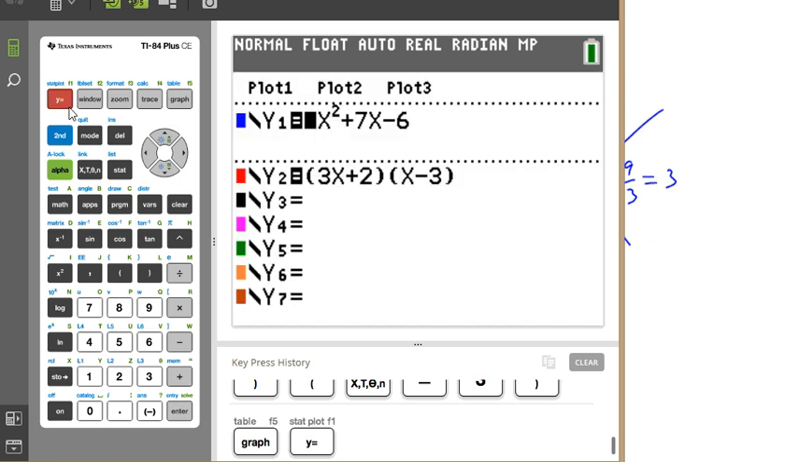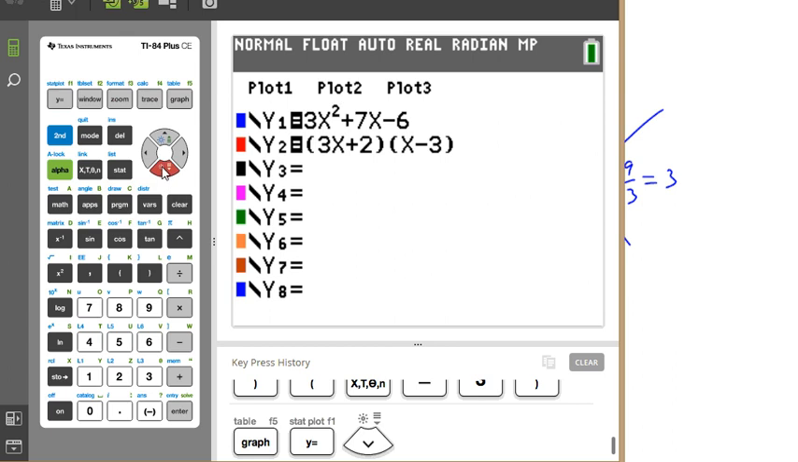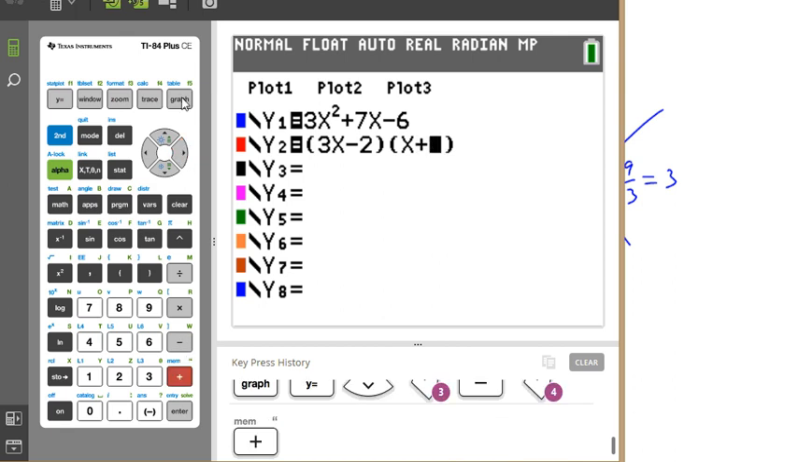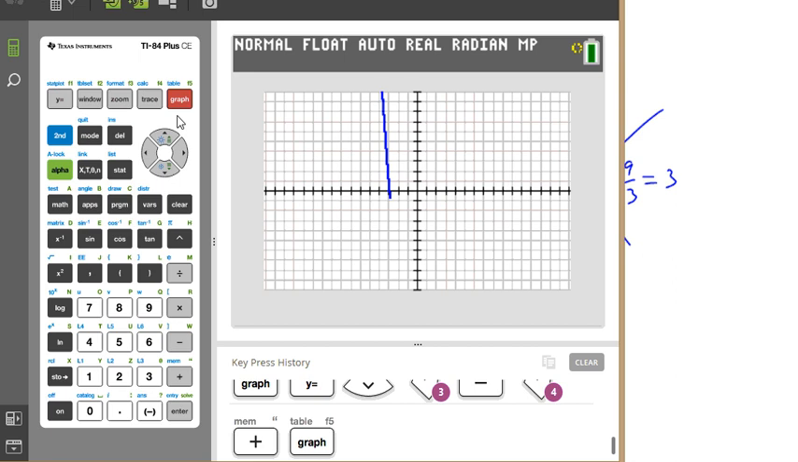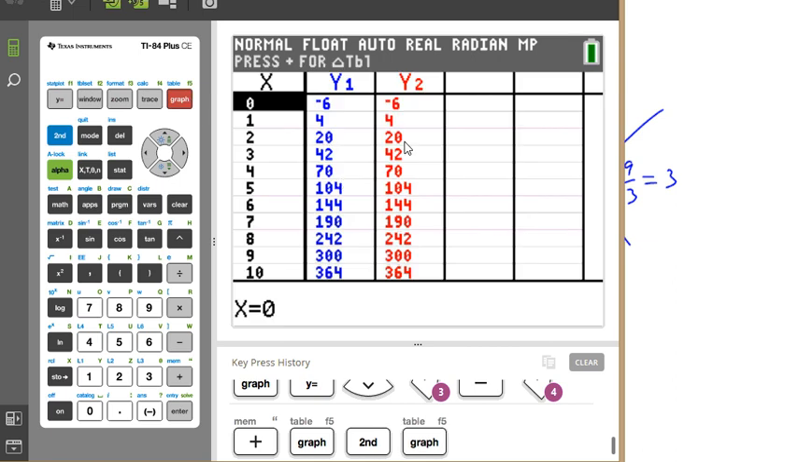So if we put the correct function in here, we're going to have quantity 3x minus 2 times quantity x plus 3. And you can see this one trace right over the graph. There's the red one tracing right over the blue one. If we go to table view, second, we can see these numbers are the same in each instance.